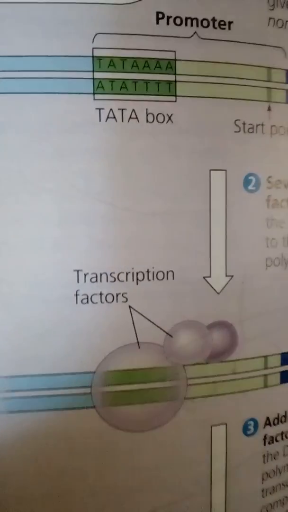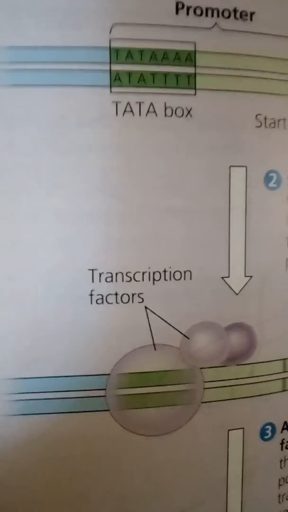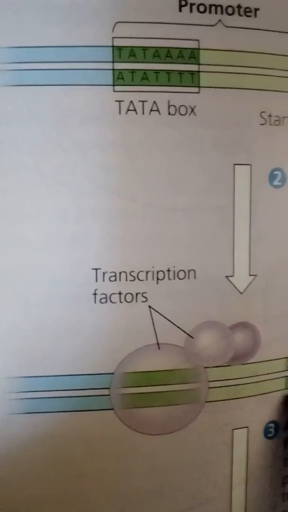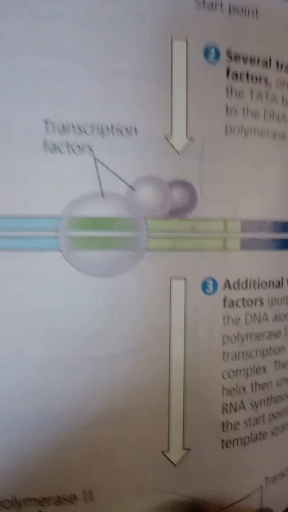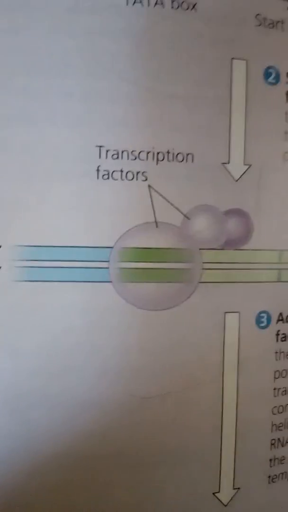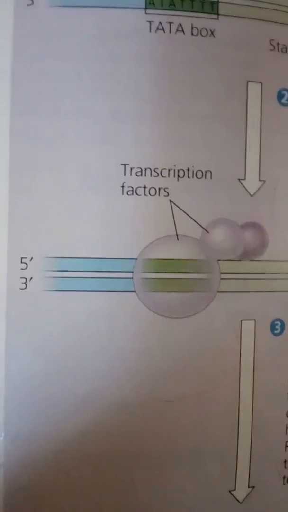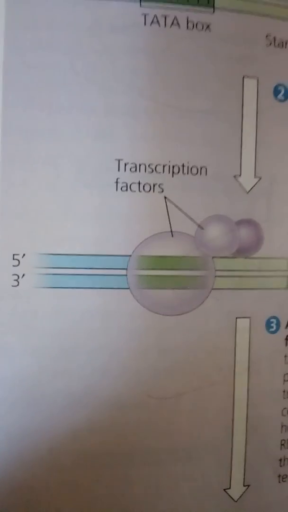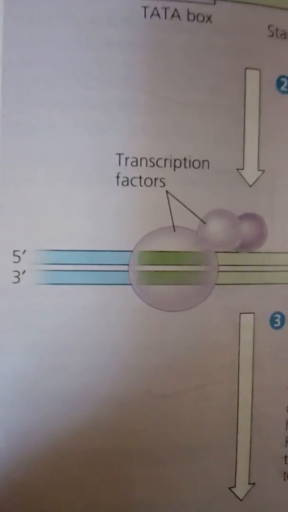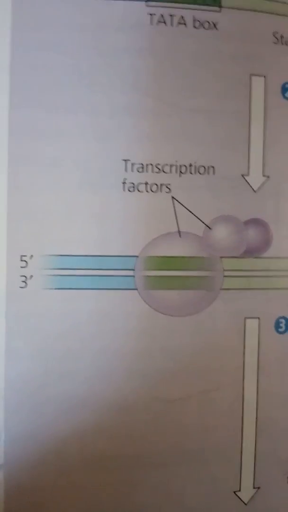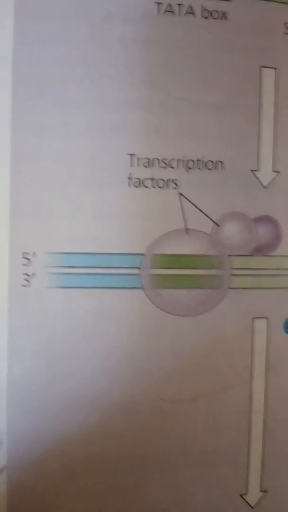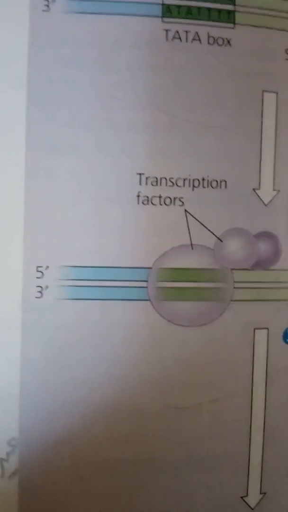One, recognizing the TATA box, must bind to the DNA before RNA polymerase II can do so. Then additional transcription factors bind the DNA along with RNA polymerase II, forming the transcription initiation complex. The DNA double helix then unwinds and RNA synthesis begins at the start point on the template strand.